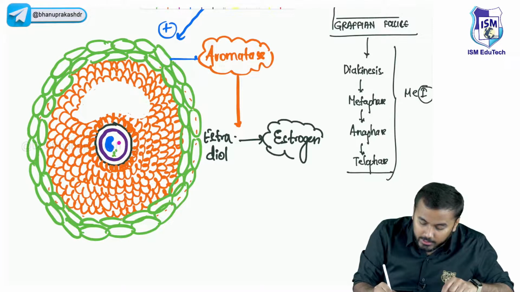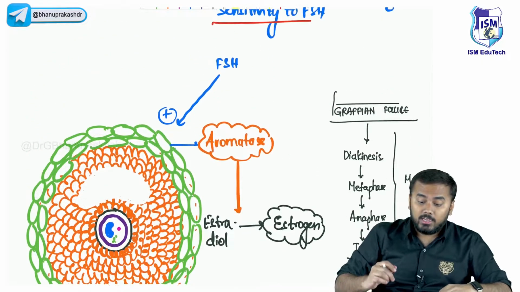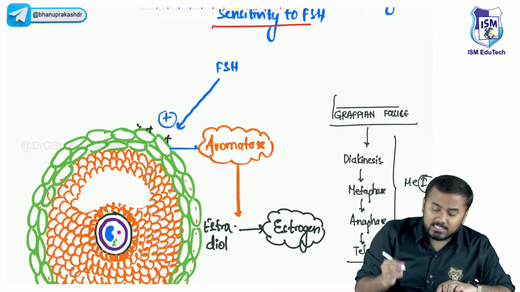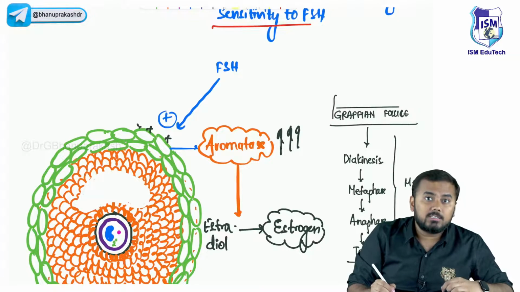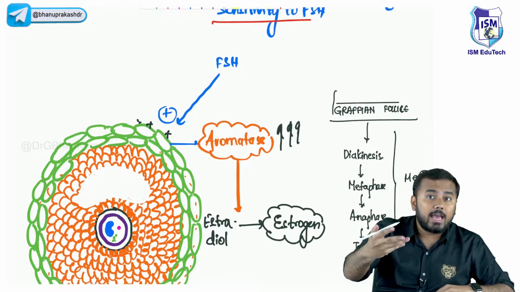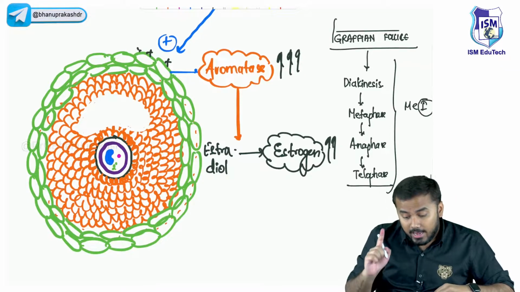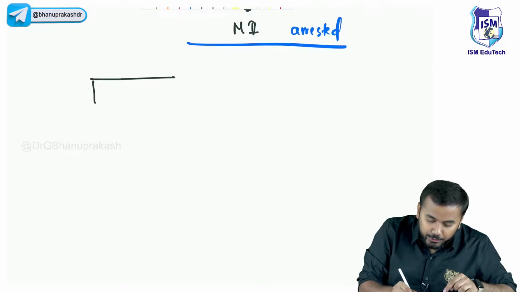Estradiol into estrogen, right? What will happen when there is excess estrogen? If more FSH is stimulated, then the thecal cells are activated more. If they are more activated, then an excess amount of aromatase is released. The more the aromatase, the more the level of estrogen, right? Now look what will happen. This is your pituitary gland.